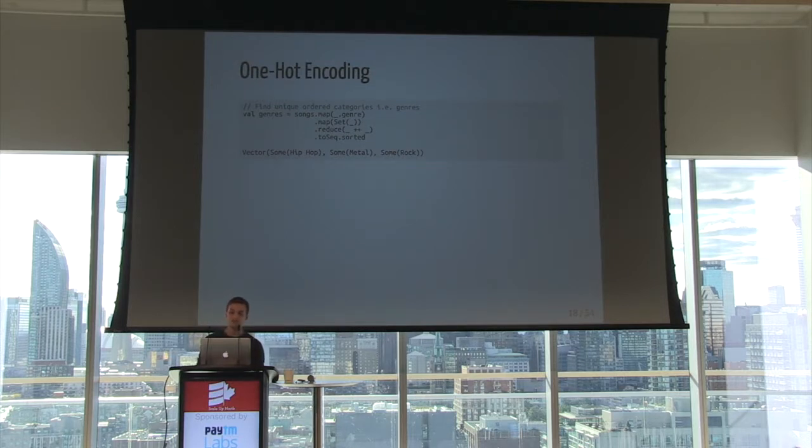So let's look at how we might do this encoding in Scala. First, we take our song list and we map out to extract the genre field. And then we map again to put it into a set to make sure we're not keeping around duplicates. Then we combine the sets all together with that reduce, so it's just set union. And then we turn it into a list to maintain a deterministic ordering. And yeah, again, this could have been written a bit more concisely, but I wanted to show each step clearly here.